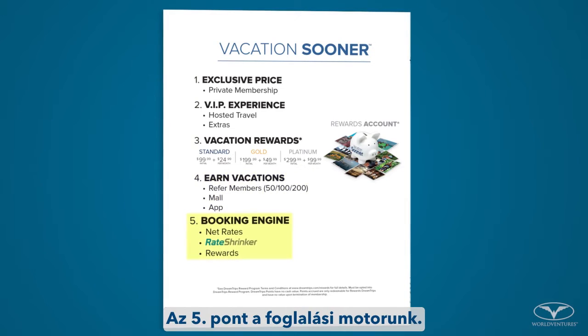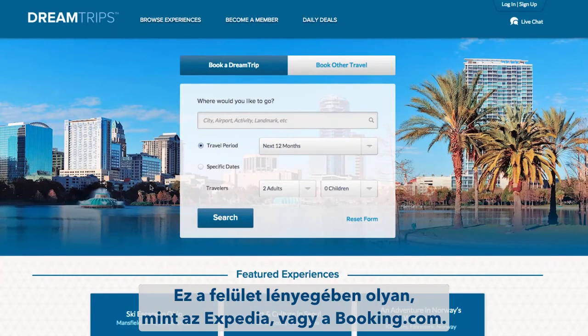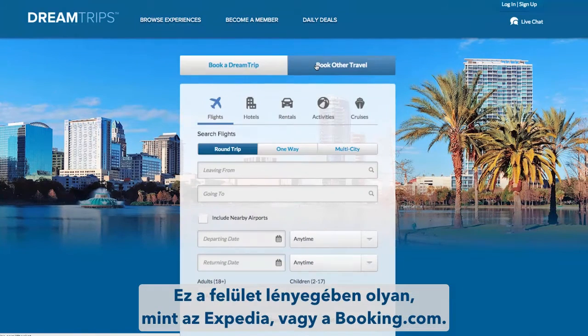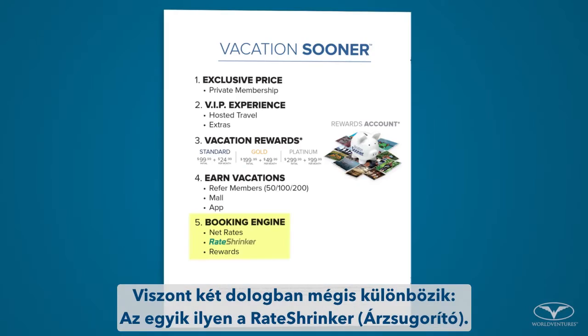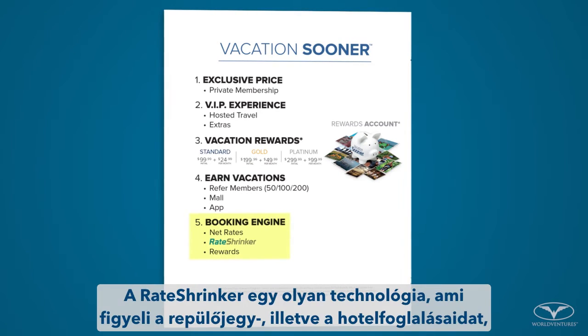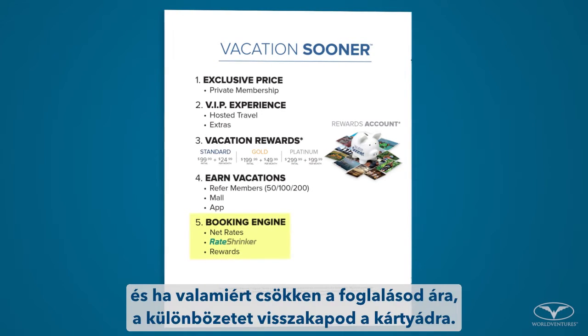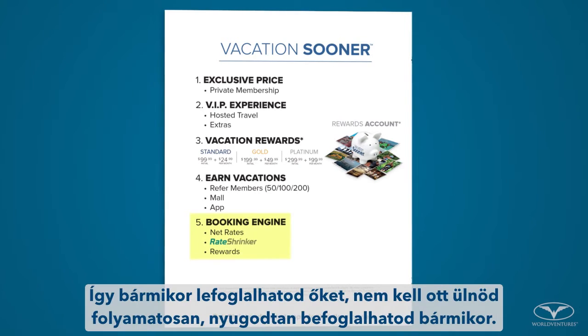The fifth point is our booking engine. The booking engine is basically like an Expedia, Orbitz, or Travelocity kind of booking engine. The thing that's different, though, is two components. One component is we have this thing called Rate Shrinker. Rate Shrinker is a technology that when you book air or hotel, we look at the price to see if it drops. If it does drop, we'll refund the money back. It goes right back on your credit card. So you can book it once. You don't have to sit there and keep looking over and over and over. Just have confidence you can go book.